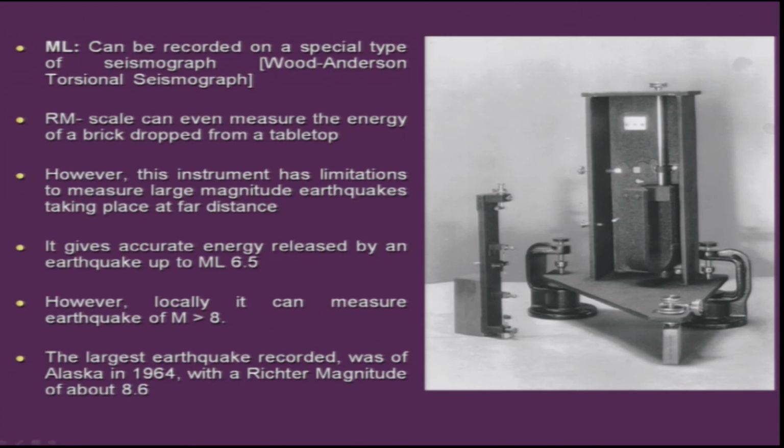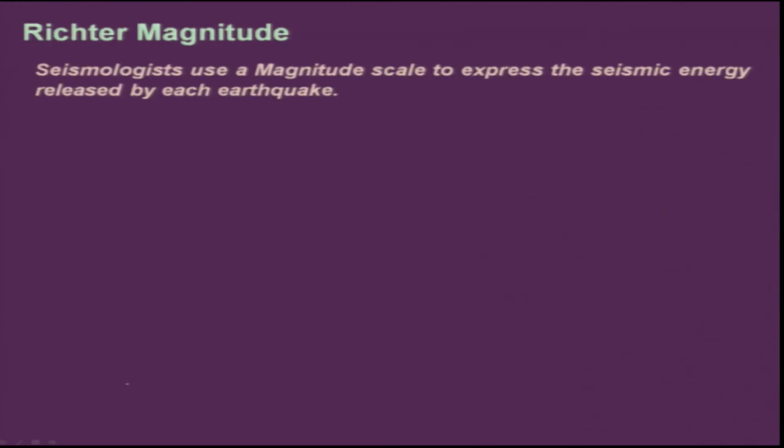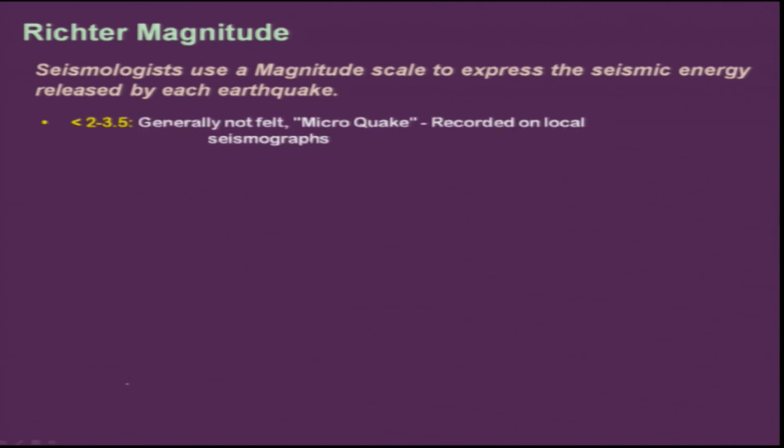Okay, so this is what we have. Then the Richter magnitude scale. Seismologists use a magnitude scale to express the seismic energy released by each earthquake. So if you look at the Richter magnitude, it says less than 1, less than 2 to 3.5, then it is generally what we consider a micro earthquake. Okay, so it will be recorded by the local seismographs, and then you have the magnitude ranging from 3.5 to 5.4 or so, often felt but rarely causing any damage.